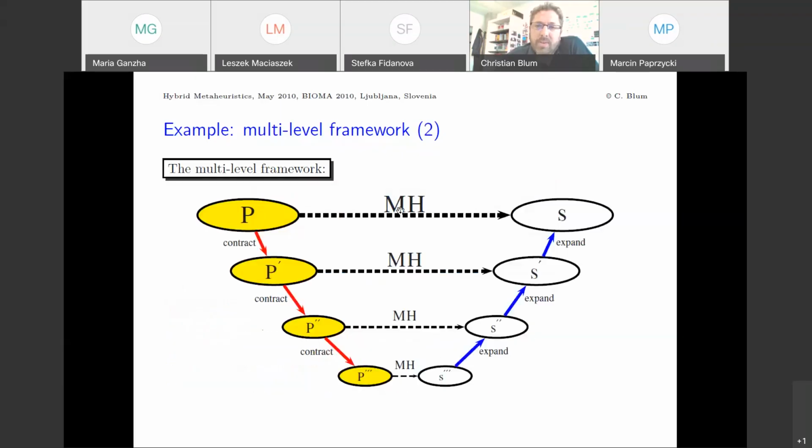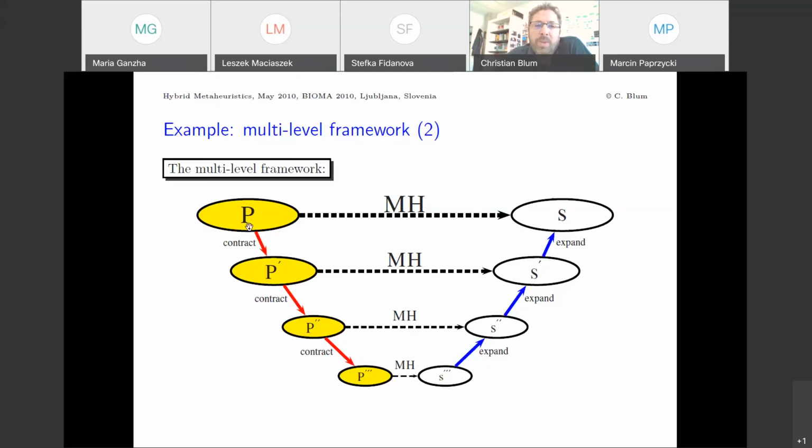So let's have a look at this graphic. This explains how it is done. This is the original problem instance here, and you could run a meta heuristic on this problem instance in order to get a solution. But instead of doing that, we coarsen this problem instance. We make it smaller. This is usually done by joining elements somehow. If you think about a graph, you could join neighboring nodes, for example.